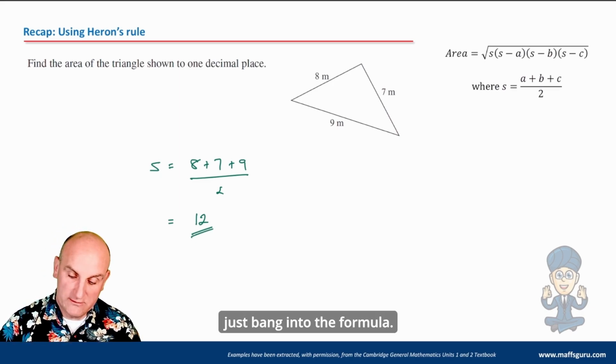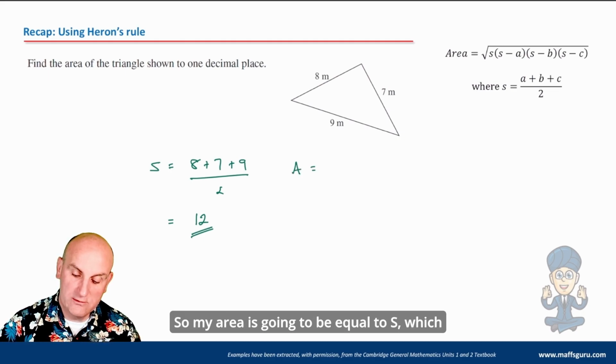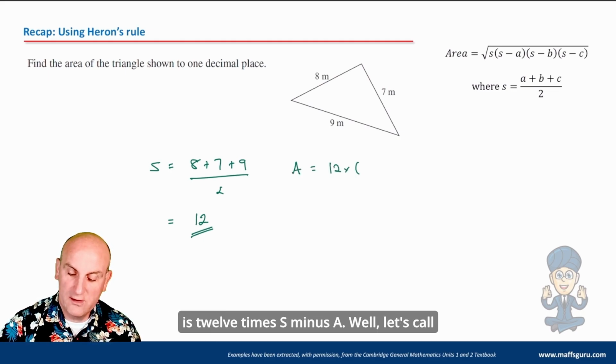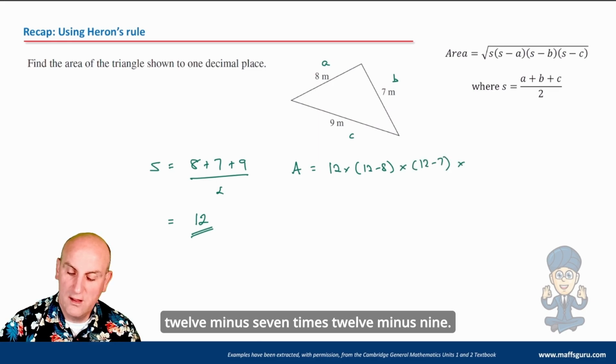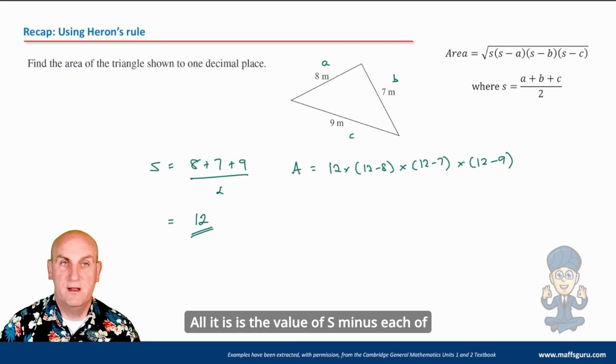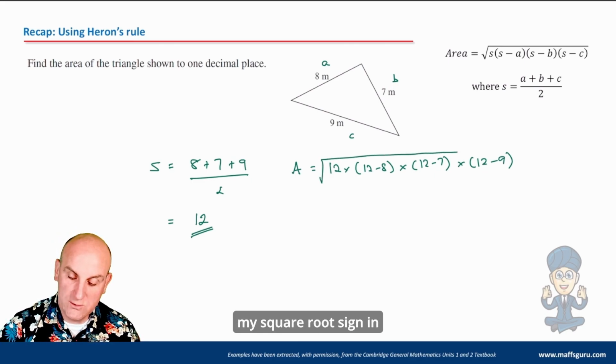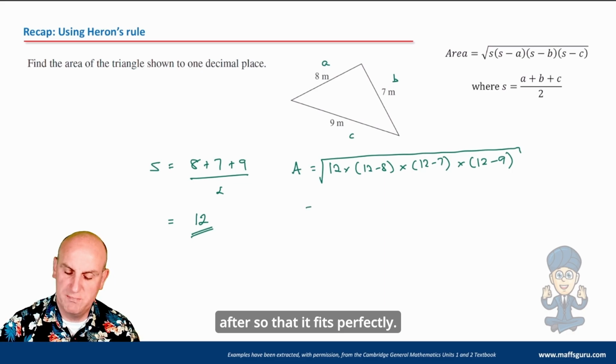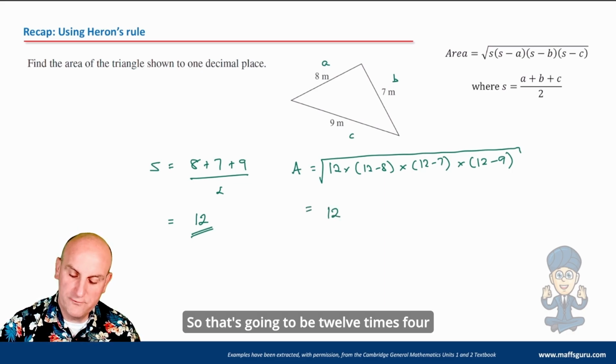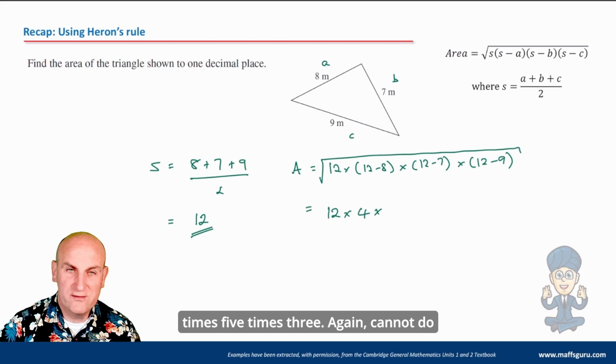And again, we just bang it into the formula. So my area is going to be equal to S, which is 12, times S minus A, well, let's call that A, B, and C. So 12 minus 8 times 12 minus 7 times 12 minus 9. All it is is the value of S minus each of the side lengths, and then I'm going to draw my square root sign in after so that it fits perfectly. So that's going to be 12 times 4 times 5 times 3.